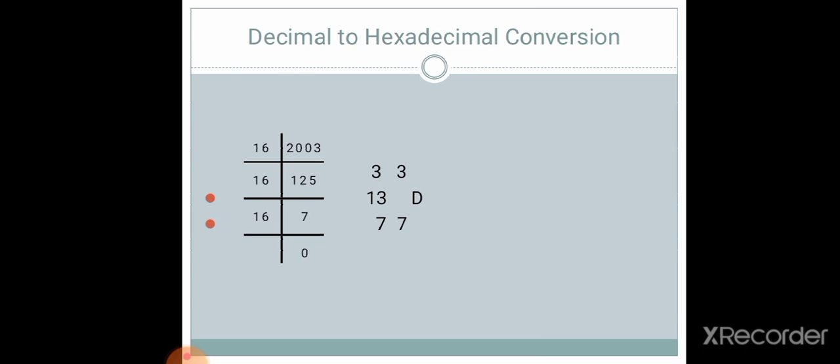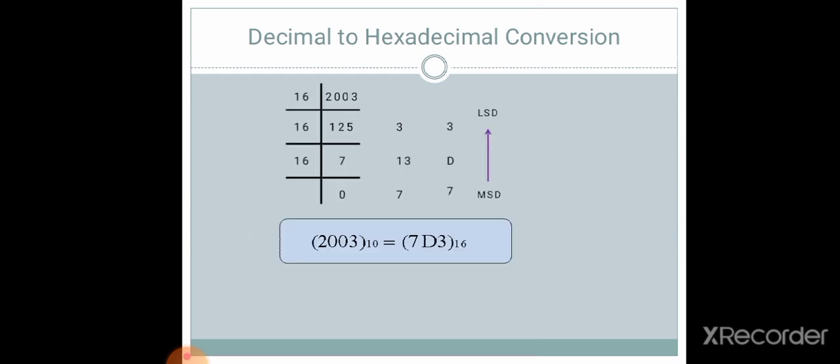Though this is an integer number, our MSD is at the bottom side and LSD at the topmost side. So we'll copy our answer from MSD to LSD, bottom to top. So the answer is 7D3 to the base 16, right? So you have to write down the final answer like this: 2003 to the base 10. That means decimal number 2003 is given. So you have to write the base of the number, right? And the answer is 7D3 to the base 16.